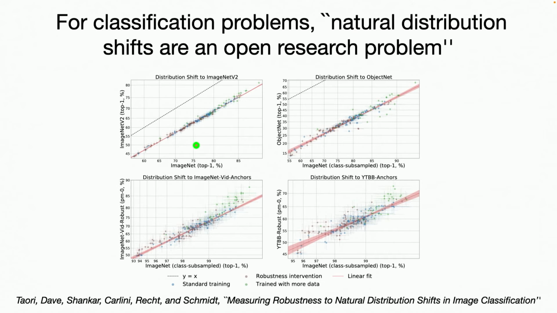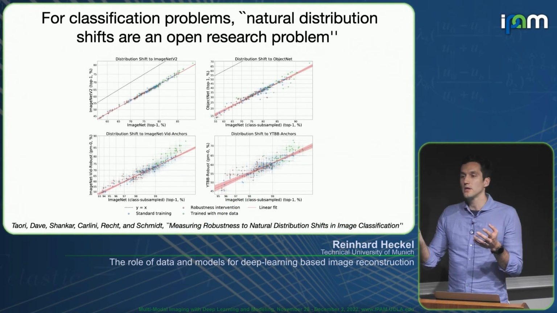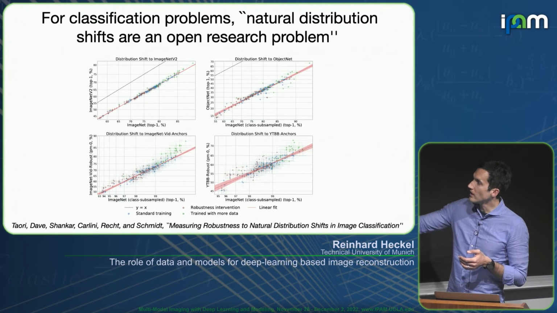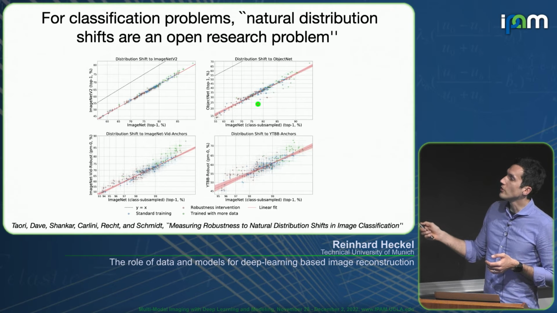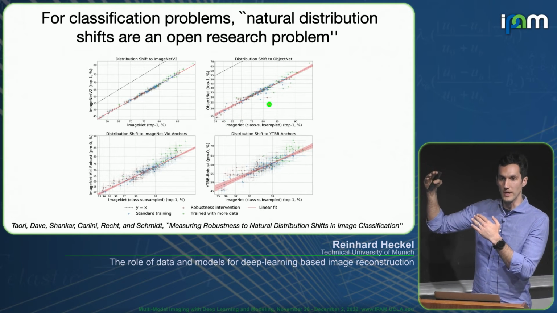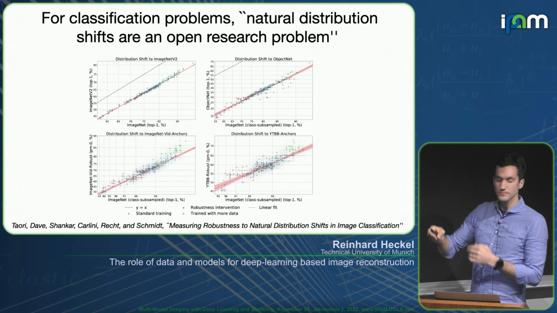What's also very interesting in this plot is there are also robustness interventions, right? And there are also models trained with more data. Robustness intervention means there's a paper that says, we have this method, it helps under distribution shifts, right? Those are natural distribution shifts, and as you can see, the brown points are also on this line, roughly. So they are not really helping under distribution shifts, right? Because if they were helping, the points should move up above this line.